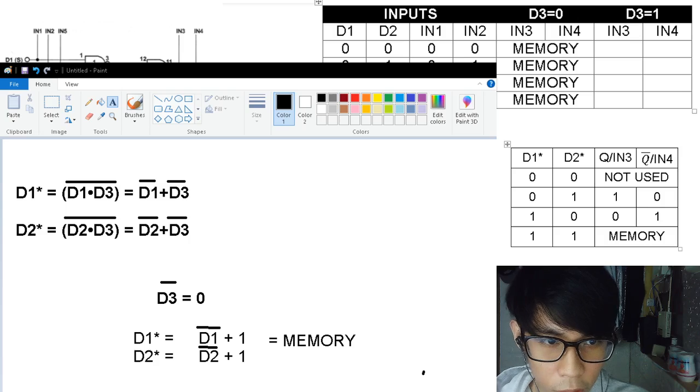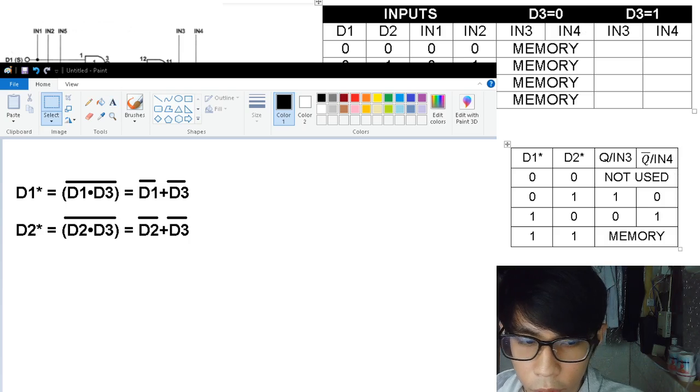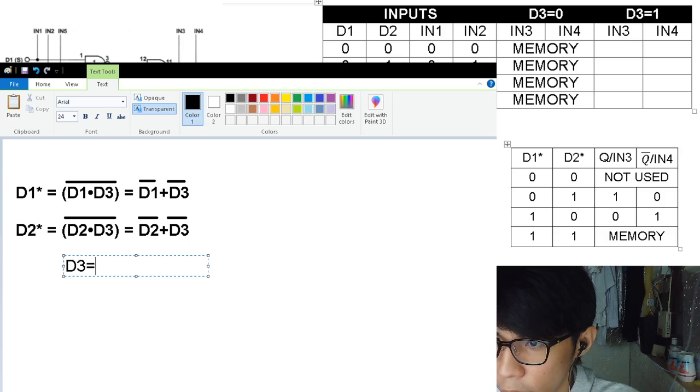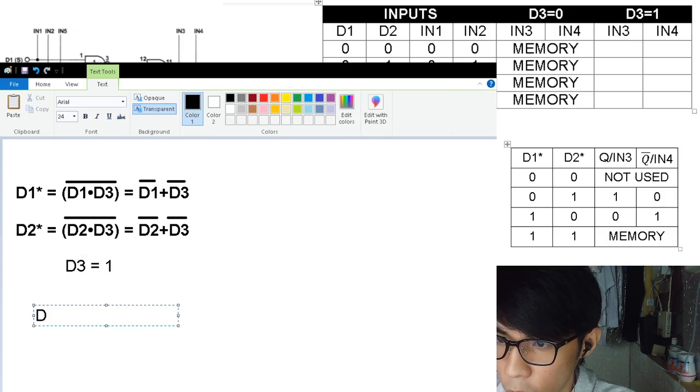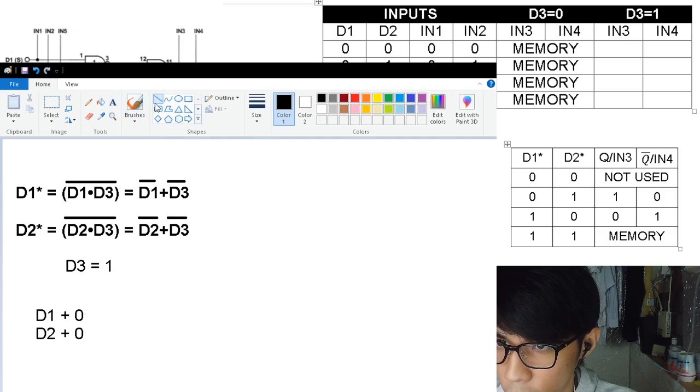Next, what if the value of D3 is equal to 1? Then the complement will equal 0. So we can assume D3 is equal to 1, as you can see here. Next, as we put it in the equation, D1 has 0, since it is a complement, that's 0.